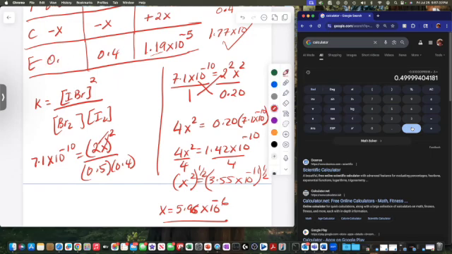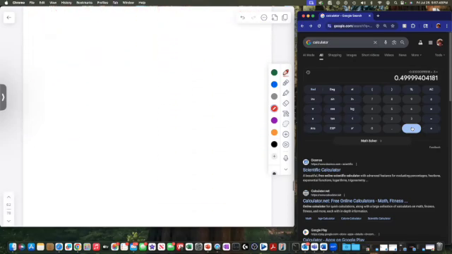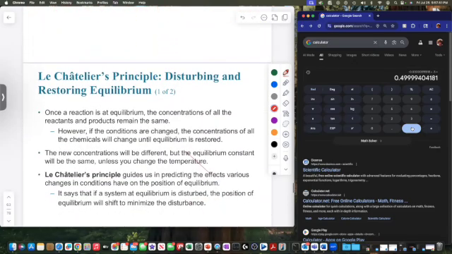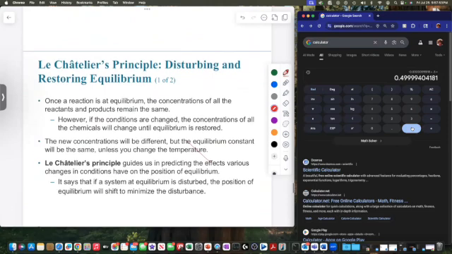So hopefully you can see how the significant numbers help us get the original and justify our rounding off of the X value here, especially when the K value is very, very small compared to the original concentration. Okay, so we apply the 5% rule again. So we're moving on to Le Chatelier's principle.